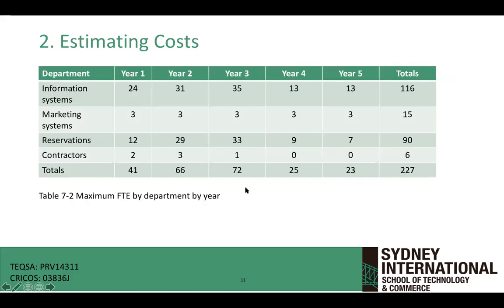A lot of the time when you're trying to estimate, you estimate how many resources you need per department per year. If you look here, year 1, we need 41 people, year 2, 66, year 3, 72, year 4, 25, year 5, 23. You're not going to be employing the same level of people in year 4 and year 5 as you would be employing in year 3.